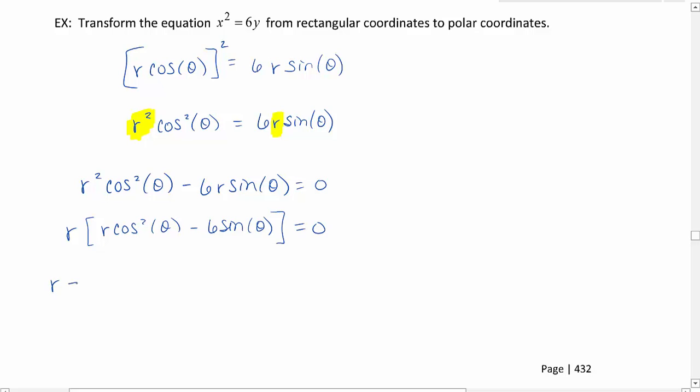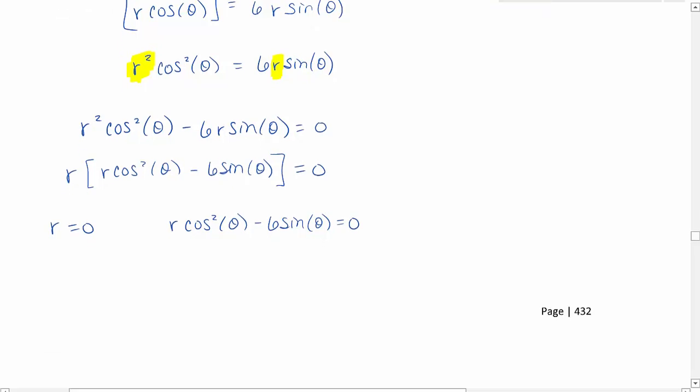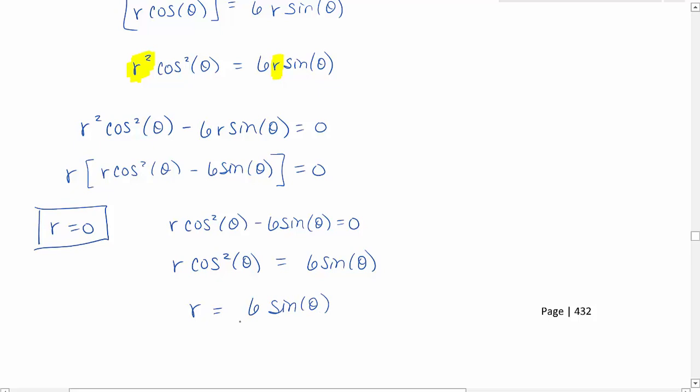Using our zero product property, we get r equals 0, and we get r cosine squared minus 6 sine equal to 0. So we've got two equations here, right? We got r equals 0, and that is already solved for r. And then this other one, solving for r, we're going to move the sine over and then divide by cosine squared and get r equals 6 sine of theta divided by cosine squared theta.